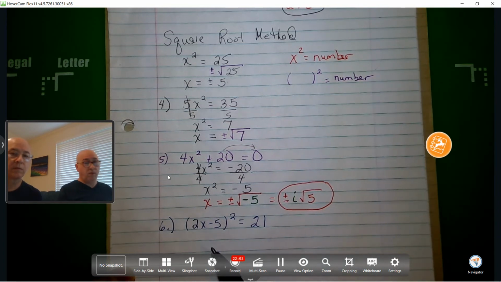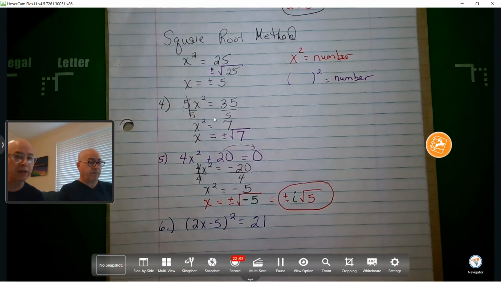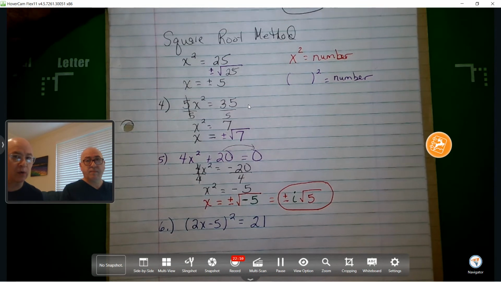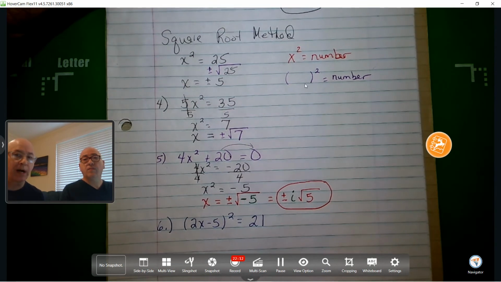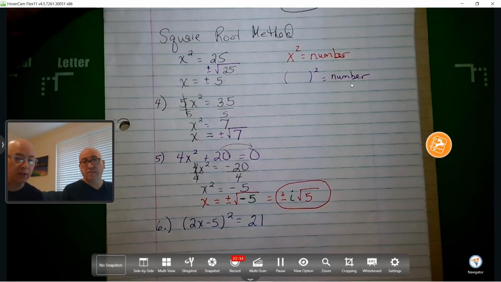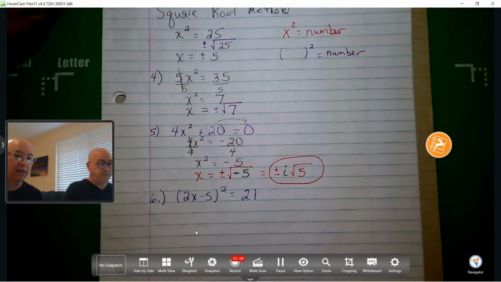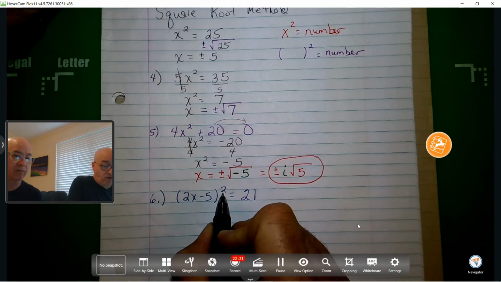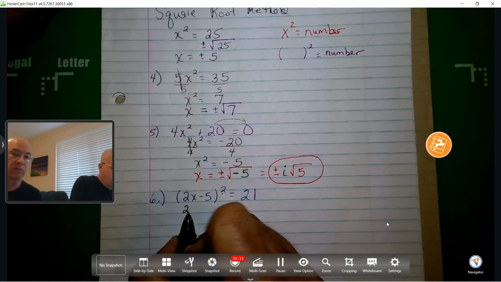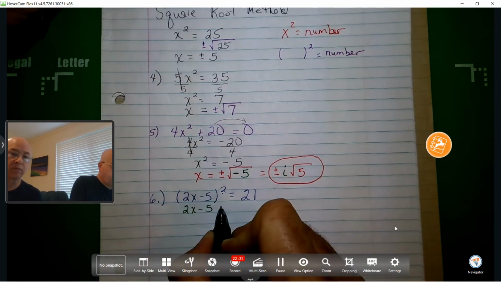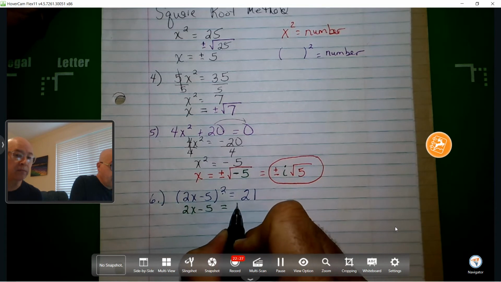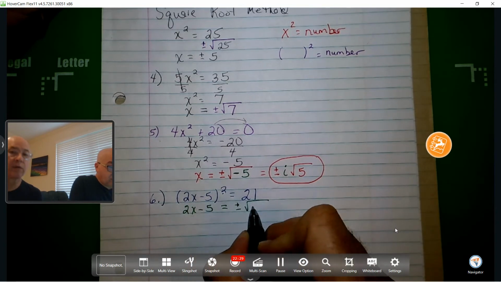Drop the square on the left. Take the positive and negative square root of the number on the right. Remember I said the square root method can be applied as long as the equation can be written in the form a quantity squared equals a number. And yes, we have something being squared, that 2x minus 5. So I'm dropping the square on the left. We still have the 2x minus 5. And what do we pick up on the right? A plus minus square root.